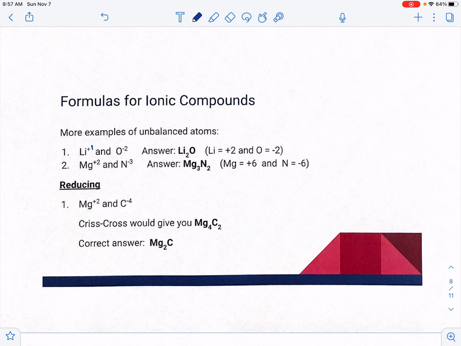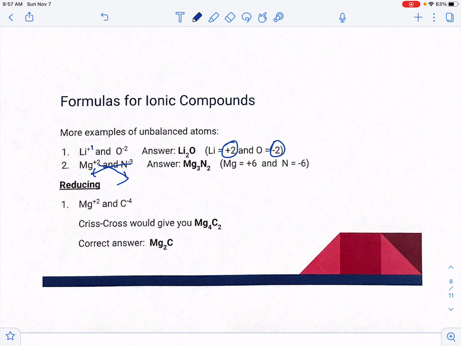Always want to check. Lithium has a +1 charge, and since I have 2 of them, that gives me a total charge of +2, and oxygen has a -2 charge, and I only have 1 of them, so that makes it a -2, so those match out. Now, if you get something like Mg +2 and N -3, you can still do the crisscross method. Just take the 3 to the magnesium and take the 2 to the nitrogen. So that's going to give me Mg3N2.